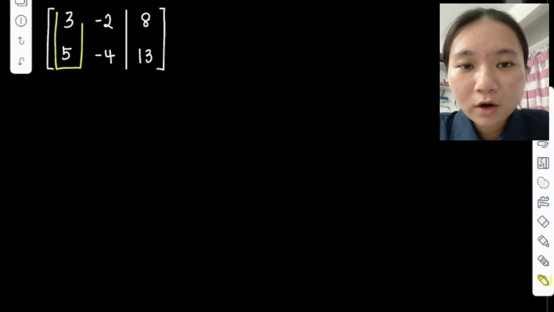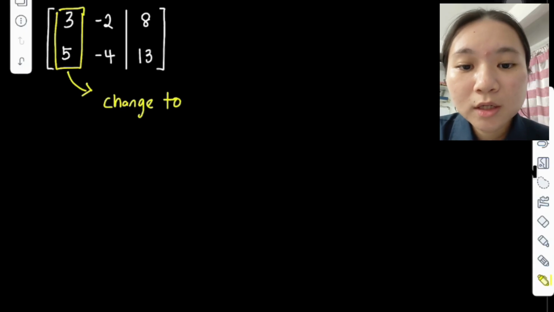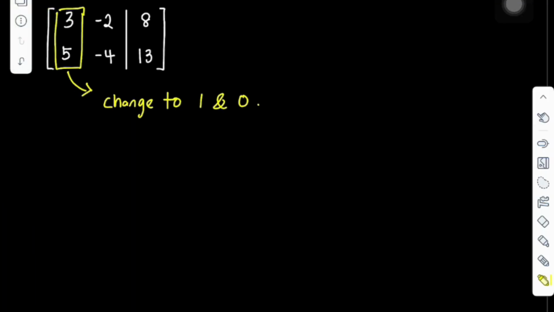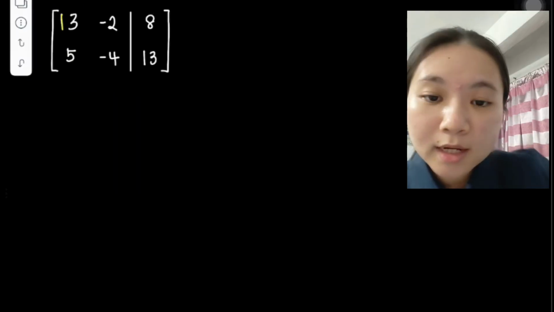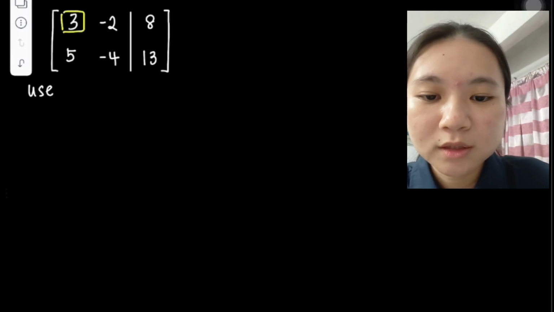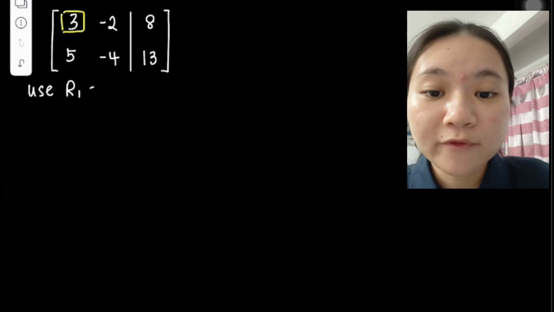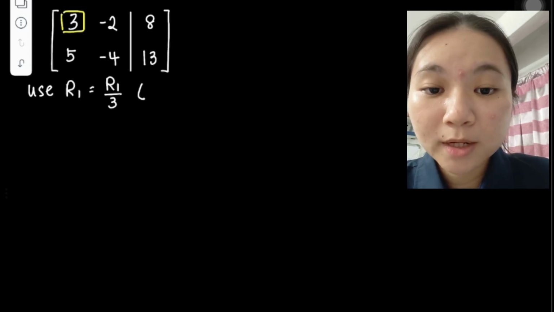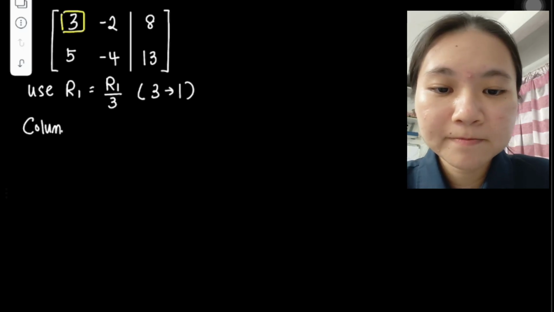We focus on column 1, which contains number 3 and number 5, and we need to change them into number 1 and 0. Now we focus on number 3, and we need to change the number 3 into 1 by using the formula R1 divided by 3. Each element in row 1 needs to be divided by 3.